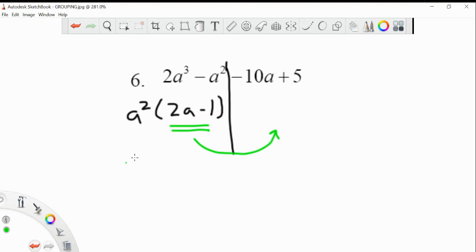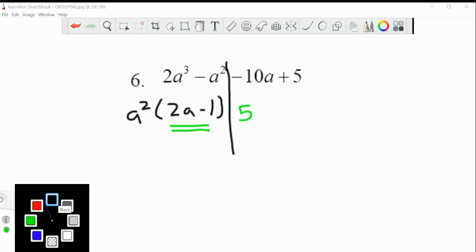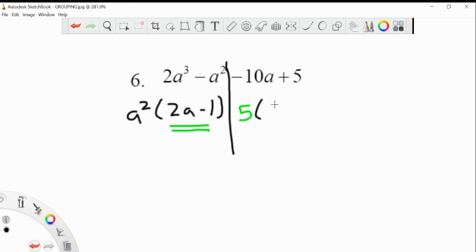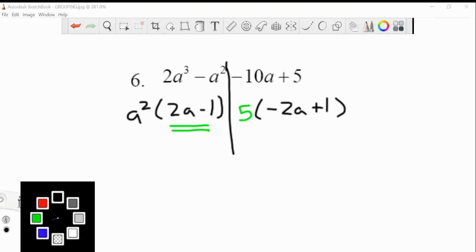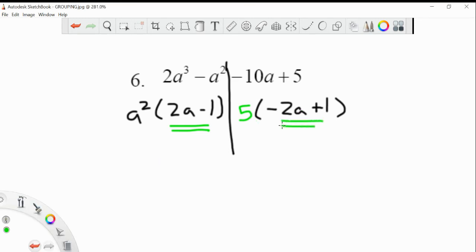When we go over here, I'm thinking that we have a 5 in common. And left over, negative 2a plus 1. Now, this is a problem, okay? We have the wrong signs on our leftover stuff, okay? We are not happy because these are not the same.